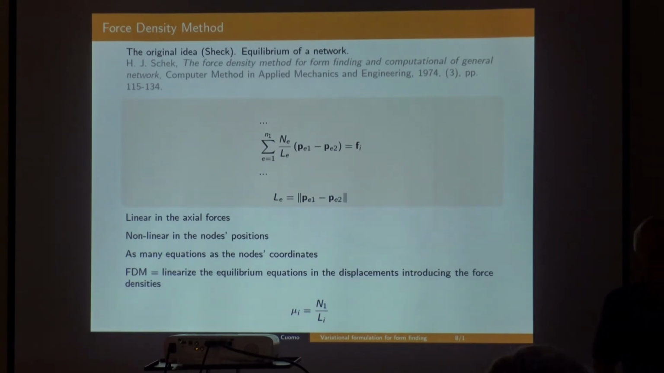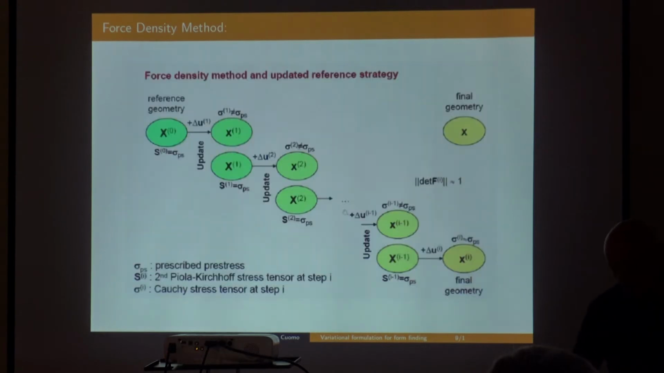The equations are as many as are the nodes' unknown coordinates. So the idea with Schek was very simple. Let's linearize this equation in the position of the nodes, introducing a quantity called force density, which is the ratio between the stress and the length of the truss. But in this way, what solution do you find? Well, changing the force density, you find one solution; you find another force density, you find another shape.